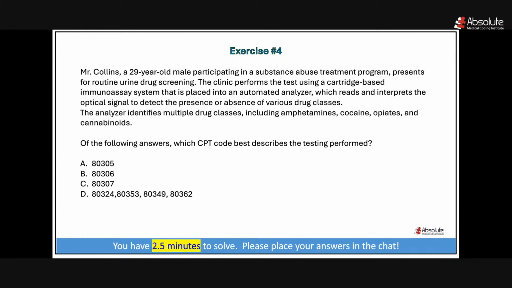Mr. Colin, a 29-year-old male participating in a substance abuse treatment program, presents for a routine urine drug screening. The clinic performs a test using a cartridge-based immunoassay system that is placed into an automated analyzer, which reads and interprets the optical signal to detect the presence or absence of various drug classes. The analyzer identifies multiple drug classes, including amphetamines, cocaine, opiates, and cannabinoids. Of the following answers, which best describes the test performed?